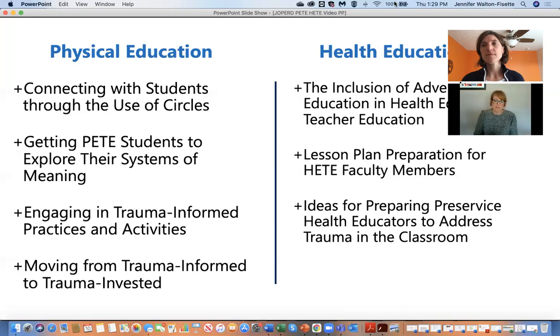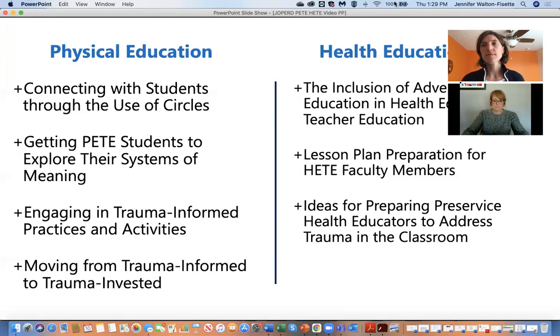So the second question is, why is becoming a trauma-informed professor for a physical education teacher educator so critical? Well, as teacher educators, we focus on best practice, and that's pervasive.